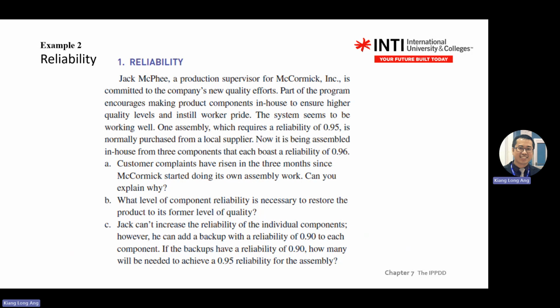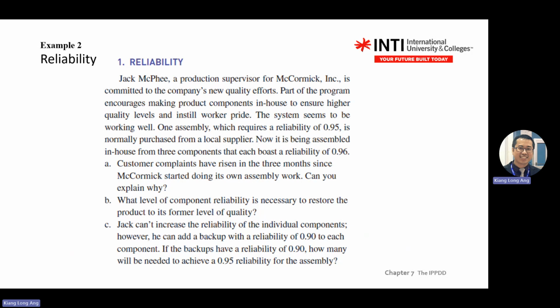You add one backup, R1. So you calculate one backup system. What is the RS for one backup system? What is R1 reliability? 0.96. What is the backup reliability? So what equation do you use? RS equals 1 minus (1 minus R1)(1 minus R2).